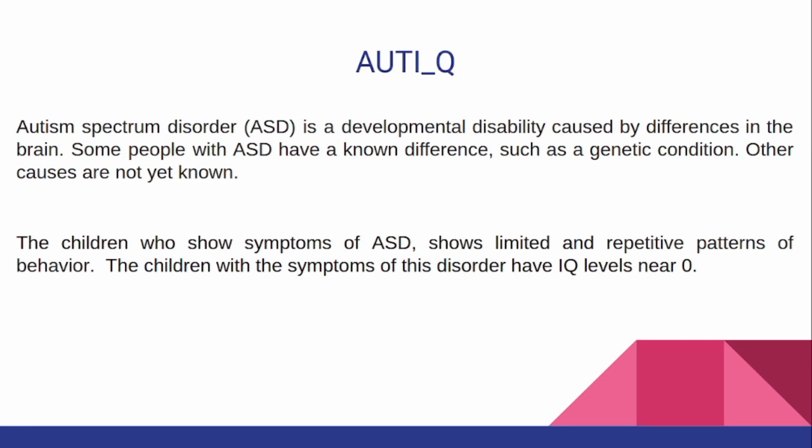Autism spectrum disorder is a serious issue nowadays because it's a condition related to the brain and brain development that impacts how a person perceives and socializes with others, causing problems in social interaction and communication. The children who show symptoms of ASD show limited and repetitive patterns of behavior. The children with these types of symptoms have an IQ level near zero. Our target is to improve the IQ level of these children.